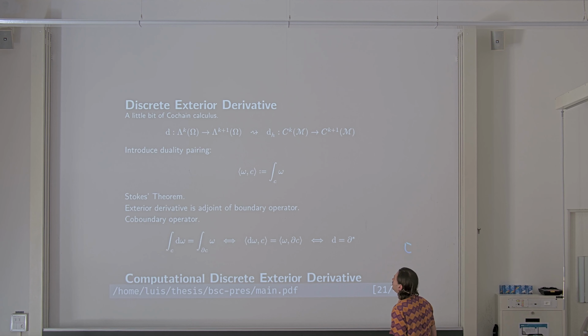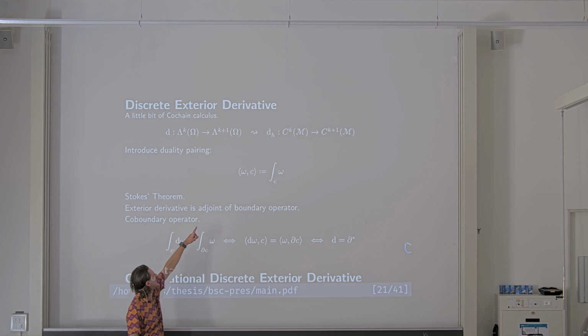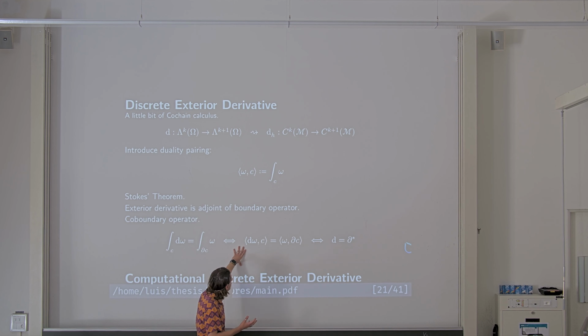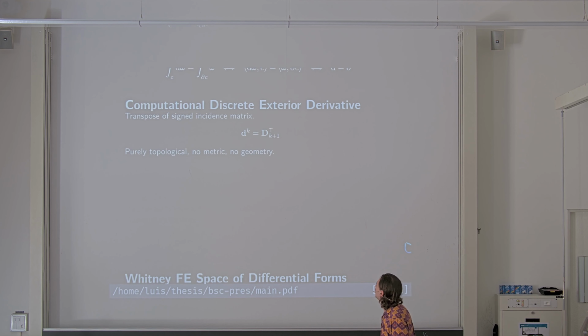Now we can derive what the discrete exterior derivative is. So we discretize the exterior derivative, and for this we have now an operator operating on simplicial cochains. And we start by looking at Stokes' theorem. And we write Stokes' theorem relating the exterior derivative with the boundary operator using a duality pairing, which just takes a differential form and integrates it over some chain. And then we can see that the exterior derivative is the adjoint of the boundary operator. And this inspires a natural discretization, where in the computational setting, the exterior derivative is also a matrix, which is the transpose of the signed incidence matrix that represented the boundary operator. And here we can appreciate how the exterior derivative is purely topological. There is no mention of the metric or any geometry.